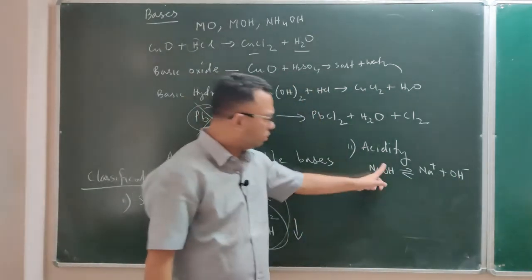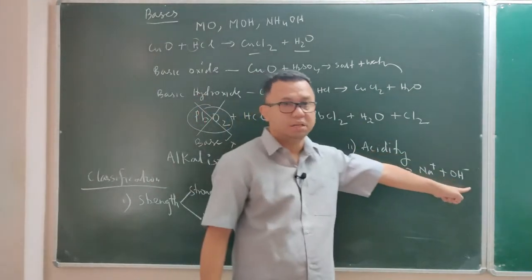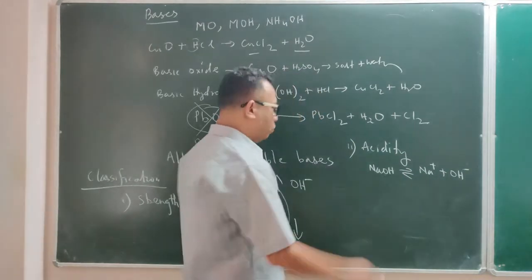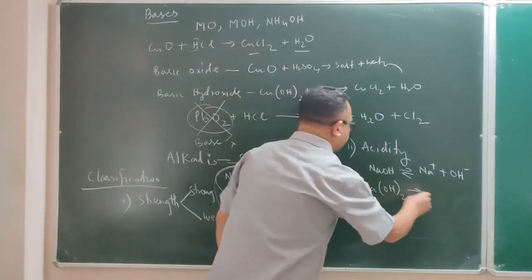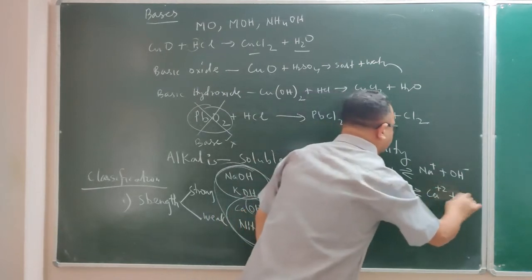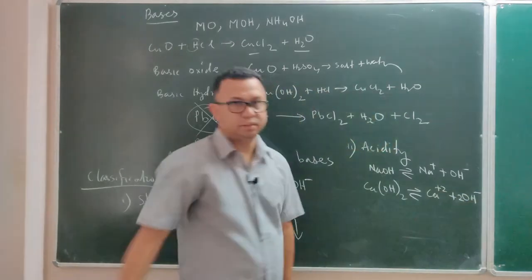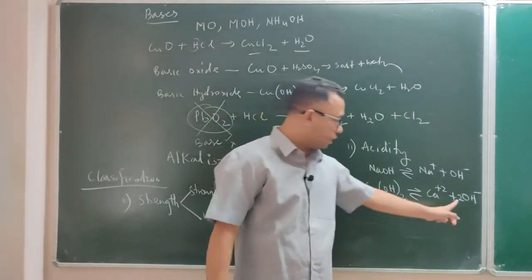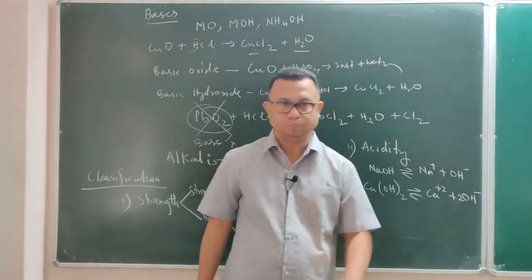So from the formula only you can find out. You can see in the formula only 1 OH is there. That is why here its acidity is also 1. In the same way, for the second one, calcium hydroxide, when it breaks into ions, it will form calcium ion plus hydroxyl ion. But to balance this equation, I have to write 2 in front of OH. So that means for one molecule of calcium hydroxide, 2 OH ions are produced. That is why we say the acidity of calcium hydroxide is 2.